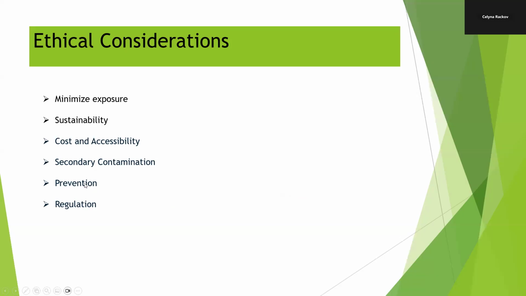Related to prevention, it means preventing future PFOA contamination or other pollutants by choosing products that don't have these contaminants. And related to regulation, regulations are needed to control the production, use, and disposal of PFOA and other PFAS chemicals.